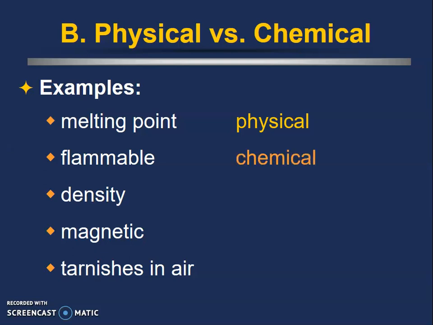That is chemical, because when you burn an item, you actually change its identity, because the fire can actually separate out those atoms and elements. Okay, how about density? Density, mass per volume. Okay, that one is a physical property. You can measure something's density, and you don't change its identity in doing so.